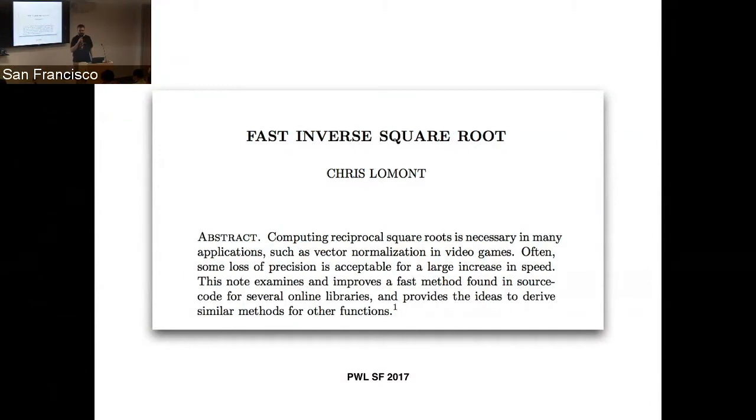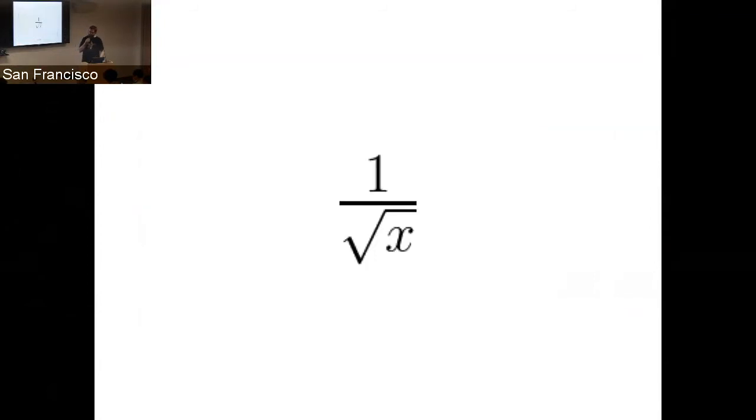Hi, I'm Lukasz, and I will be talking today about fast inverse square root, which is a paper published in 2003 by Chris Lomont, if I'm spelling that correctly. The paper is pretty old, but the entire history behind this paper is even older and quite interesting, in my opinion. So let's get started.